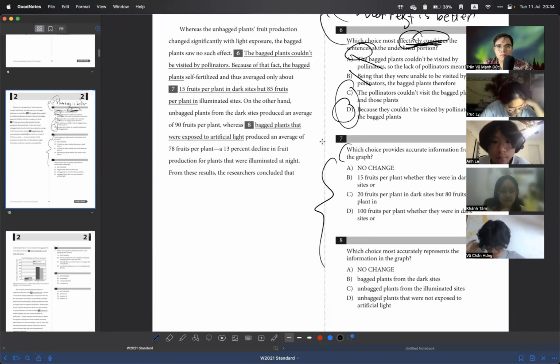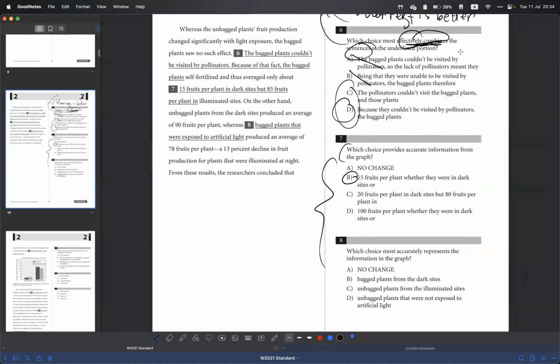B. All right, B. Let's see. The 7th question: B, 15 fruits per plant, whether they were on the dark side or self-fertilized. When you encounter a graphical question, see what's in front and after. Read carefully the whole sentence, one sentence only, which is the sentence in question.